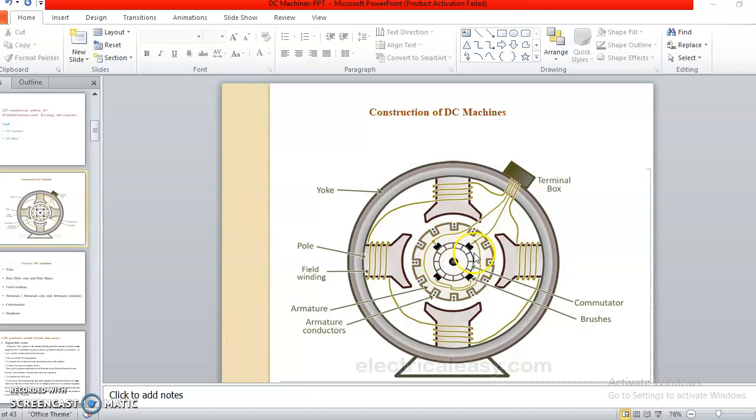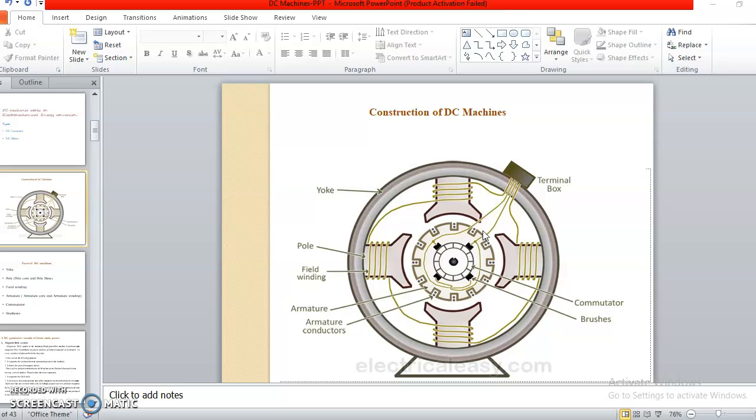The armature core rotates. When the armature core rotates, conductors mounted in the slots or in the teeth of the armature start rotating and start cutting the magnetic flux lines. And according to Faraday's law, whenever there is a relative motion between magnetic flux and conductor, EMF gets induced in that conductor. So when you provide the rotation to this shaft, the conductor cuts the magnetic flux lines and EMF gets induced in that conductor.